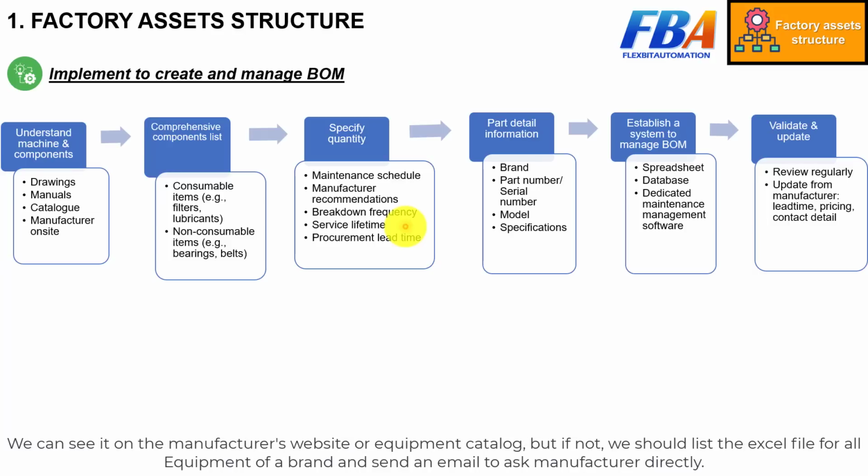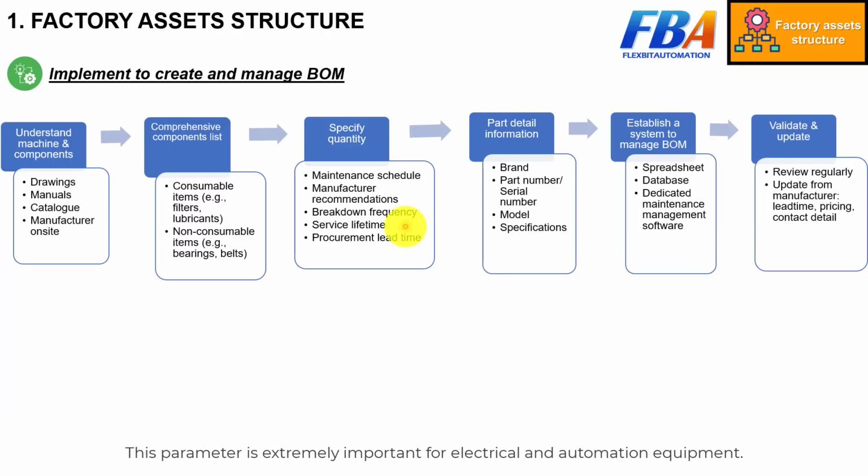You can see it on the manufacturer website or equipment catalog, but if not, we should list it in an Excel file for all equipment of a brand and send an email to ask the manufacturer directly. This parameter is extremely important for electrical and automation equipment.